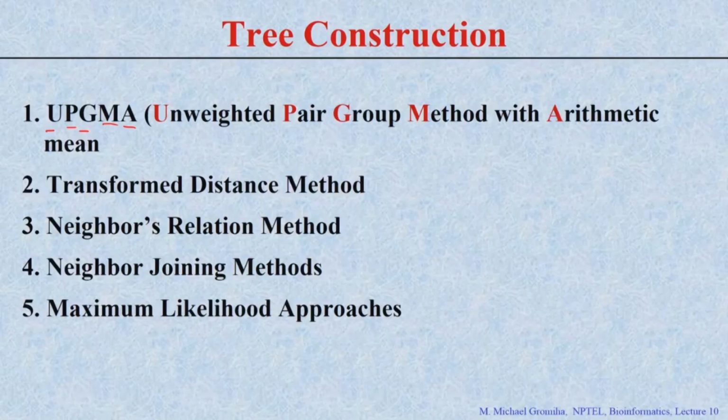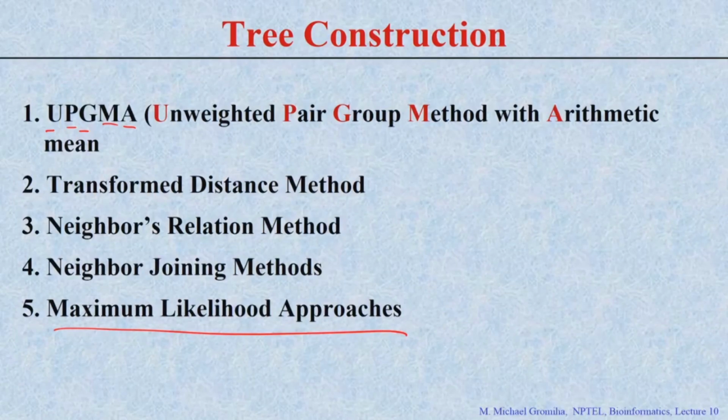It is a very common method and you can easily understand how to construct trees using UPGMA. It has a good understanding, but it has some issues, some disadvantages. To rectify that, several other methods have been proposed. There is the transformed distance method, the neighbor's relation method, the neighbor joining method, maximum likelihood approaches and so on. So they developed several approaches to construct trees.